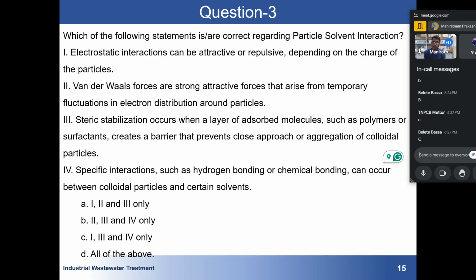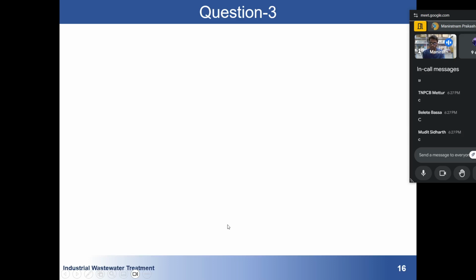We have got C. One answer C. 1, 3, and 4. Yeah. Actually, this was a very simple question, only if you know this about van der Waals forces. Van der Waals forces are very weak forces, not very strong forces. So this won't be answered, this won't be answered, this won't be answered. This will be our answer. So yes, correct answer is C.